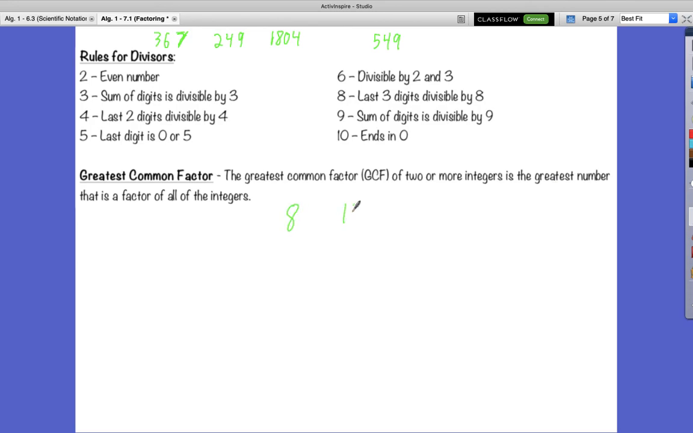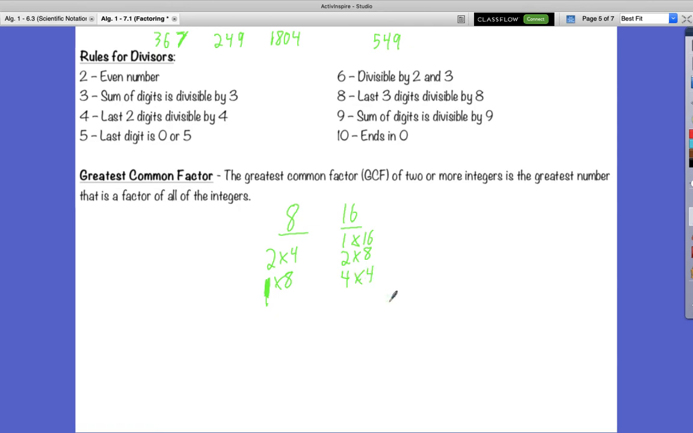For example, 8 and 16. What are the factors of 8? 2 and 4, and what else? 1 and 8, or 8 and 1. What are the factors of 16? 2 and 8, 1 and 16, and 4 and 4. Yes.